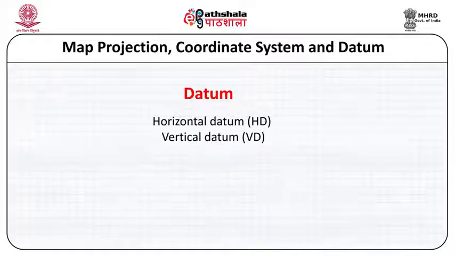NAVD 88 is more computable and accurate than NGVD 29 with the latest surveying and mapping technologies such as GPS. Today, the most important vertical datums are: number 1, tidal datum. It determines the average water level at a tide gauge over a period of time. For example, mean low water, mean high water, and mean sea level.